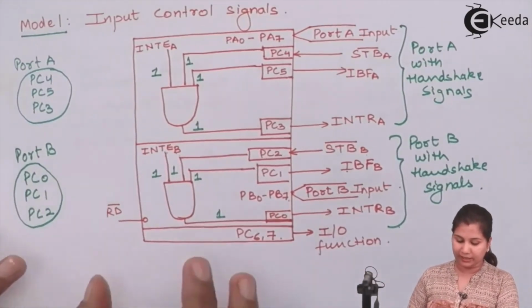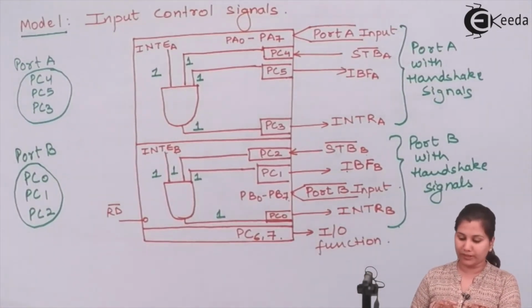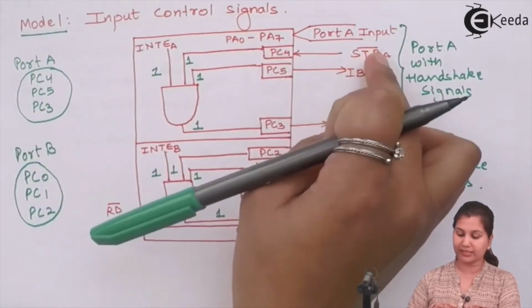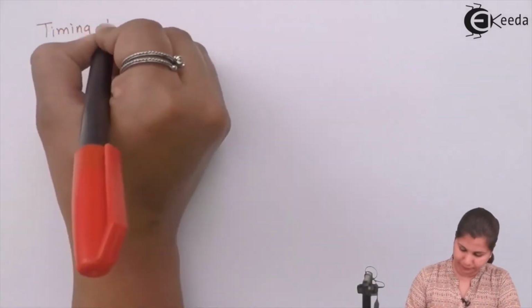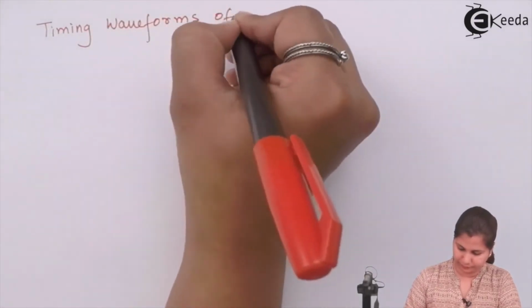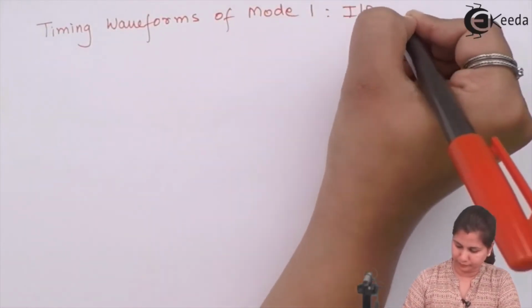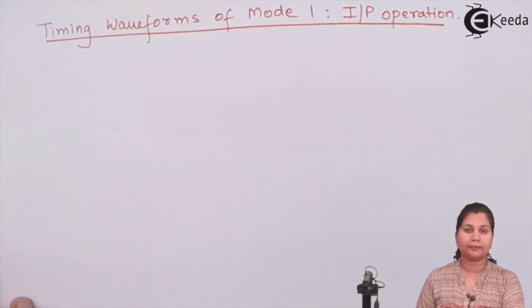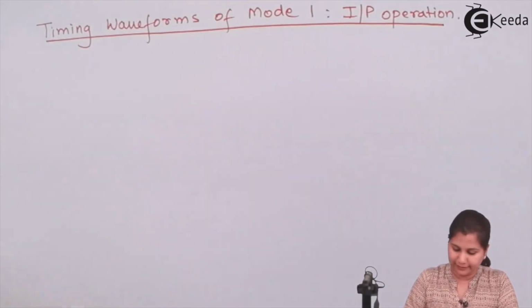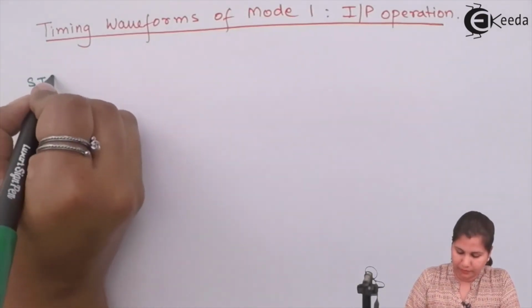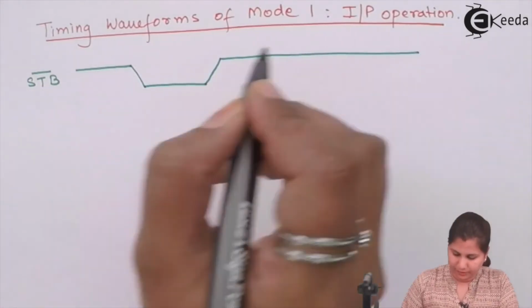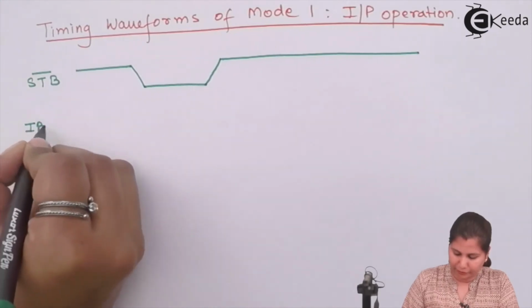Now let's see the timing waveforms of this mode 1 input operation. What are the timing diagrams of these signals? We have the various handshake signals. First signal is our strobe. Second signal we have is the input buffer full.